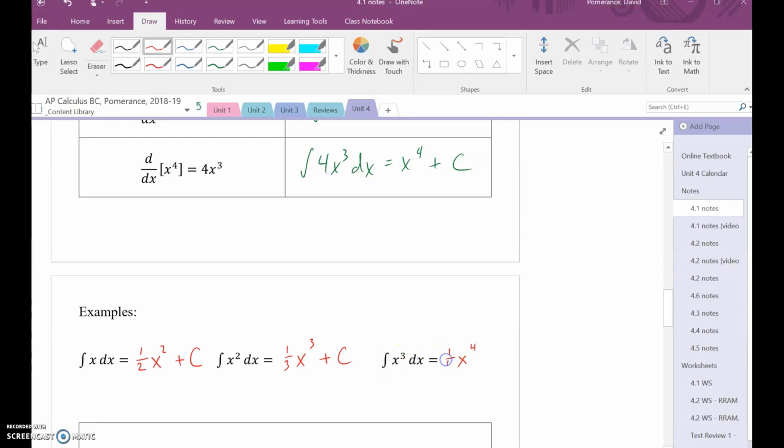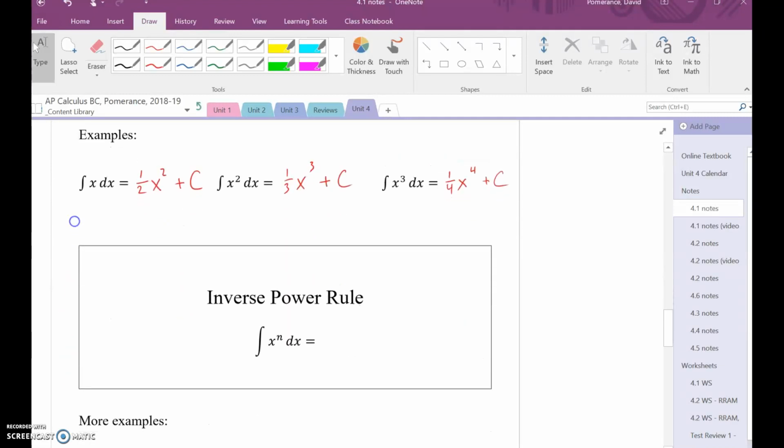So we'd better put a 1/4 so that the 4 times 1/4 cancels out. And again, we have that plus C for our constant of integration. So this is the inverse power rule. The inverse power rule is very much like the power rule, except instead of dropping the exponent by 1, we increase the exponent by 1.